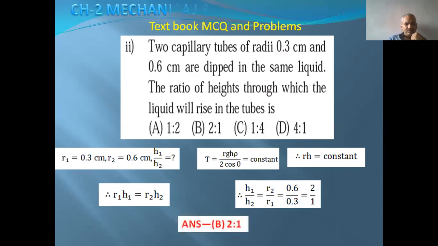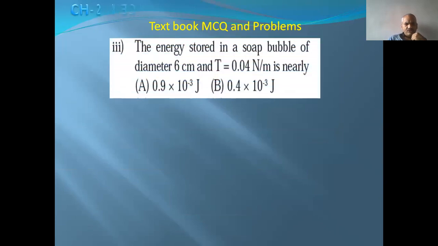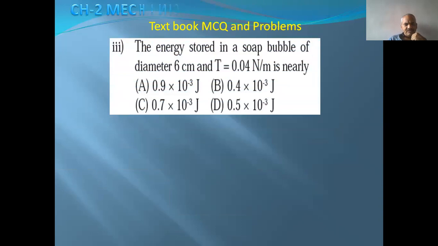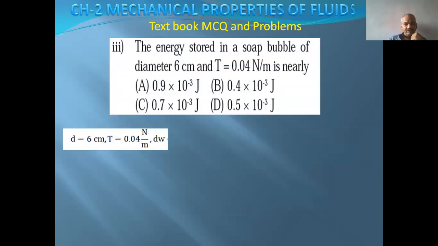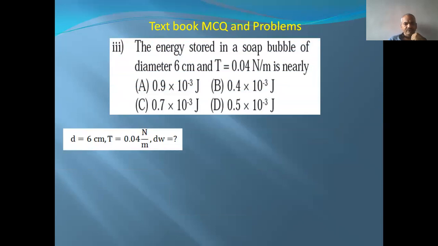Let us move to the third MCQ: the energy stored in a soap bubble of diameter 6 centimeter and T equals 0.04 Newton per meter is nearly. We have to find out here the energy stored, that is the surface energy, and the given soap bubble whose diameter is 6 centimeter and the surface tension is 0.04 Newton per meter.